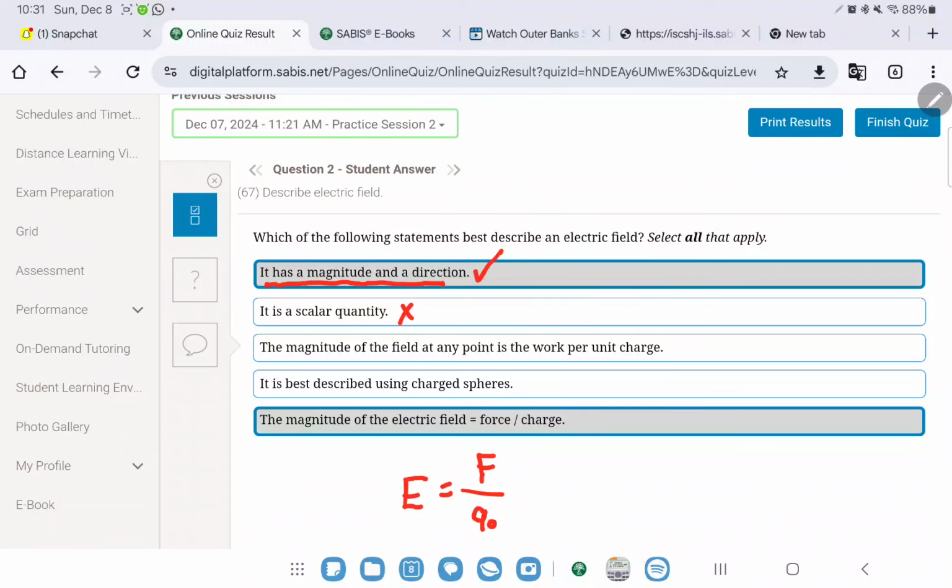The magnitude of a field at any point is the work per unit charge. No, it's not. This isn't the correct formula. Is best described using charged spheres. No, it's not. The magnitude of the electric field is electric field equals force over charge. Yes. And by the way, the best way to describe it is using lines, not spheres.